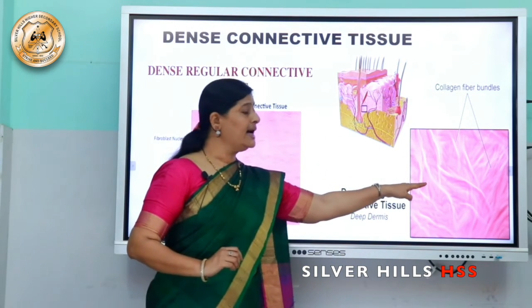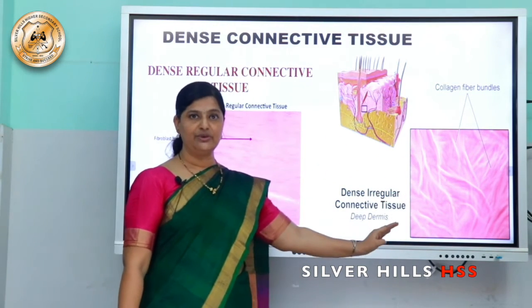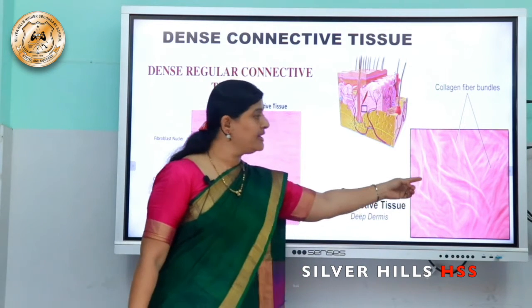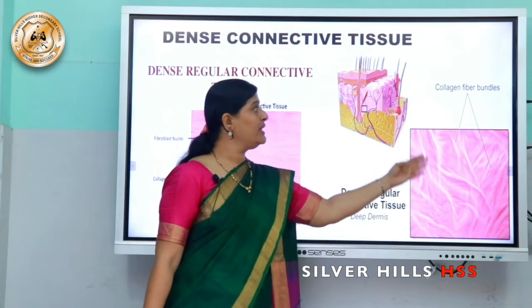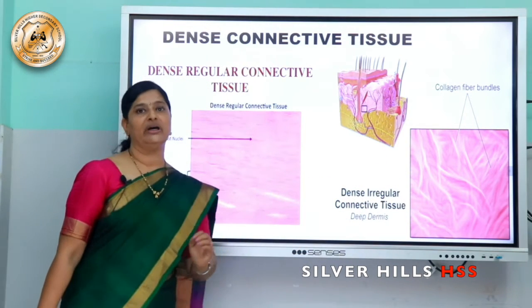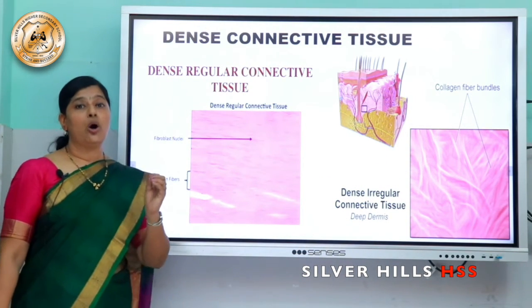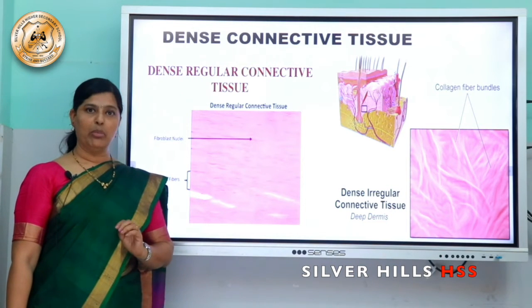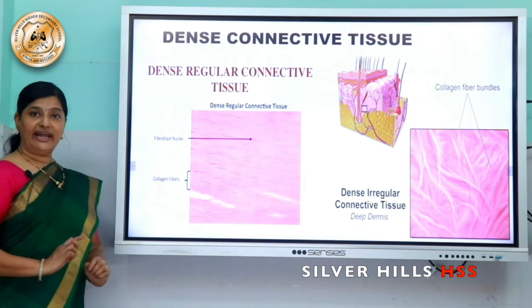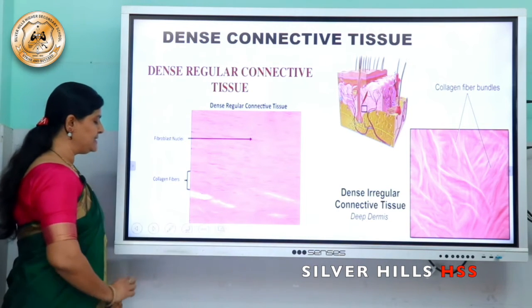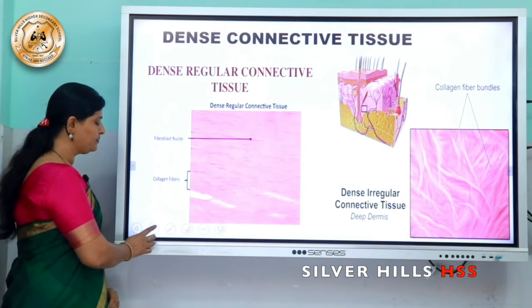Then comes the dense irregular connective tissues. Here you can see over here the fibers are irregularly placed, isn't it? So, they are called dense irregular and we can see it on the skin region of our body. So, that is the second type of connective tissue which is called dense connective tissue.